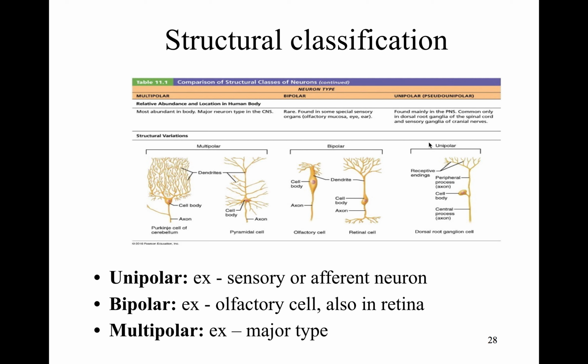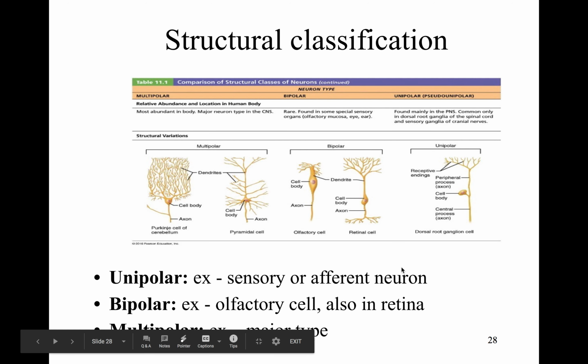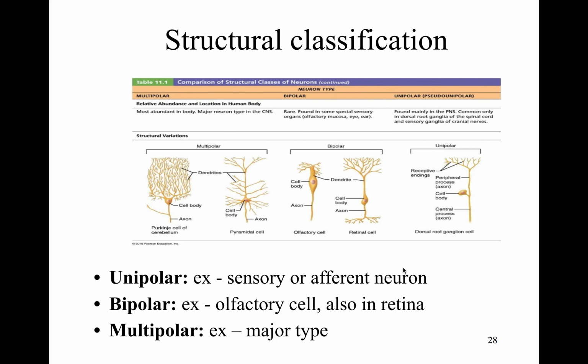Unipolar neurons are the majority of our sensory, or afferent, neurons. Most of our sensory neurons, which receive sensory information from receptors and communicate that information to the central nervous system, are going to be unipolar.